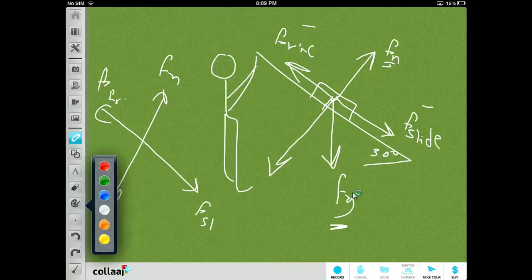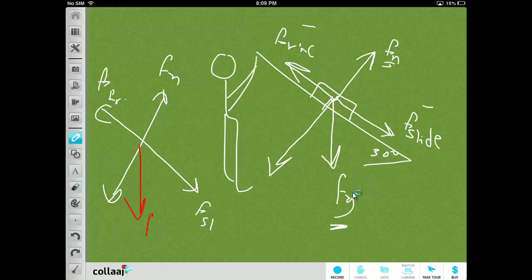The only force that is not on the x-axis and y-axis is the Fg. Fg, as you can see, is an alien force here. So I need again to get the components. I need to get the two components.